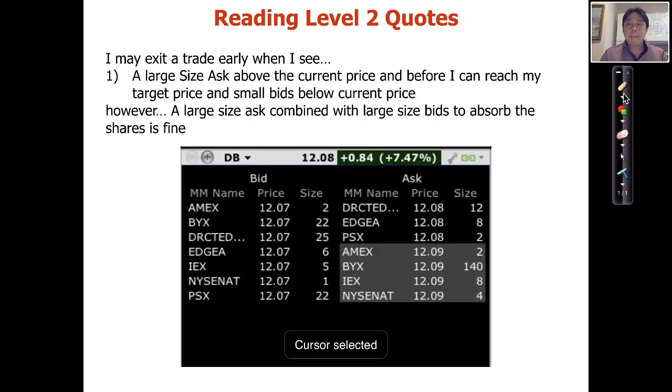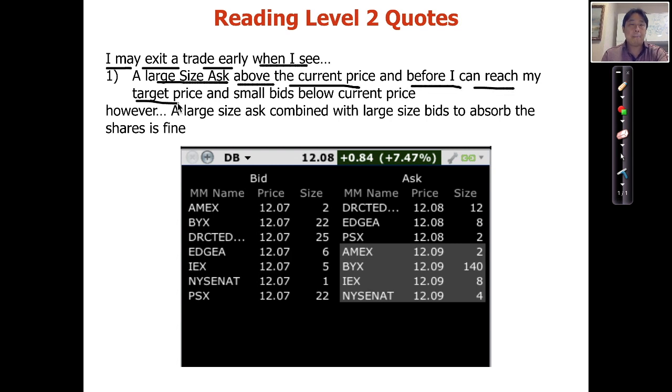Before that, let me reiterate what I said earlier. I may exit a trade early when I see, number one, a large ask above my current entry price and before I can reach my target price. I may also exit a trade if I see small bids below my current price. However, a large ask combined with large size bids that absorb the shares is fine. I talked about this just now. That's basically how you read level 2 quotes.